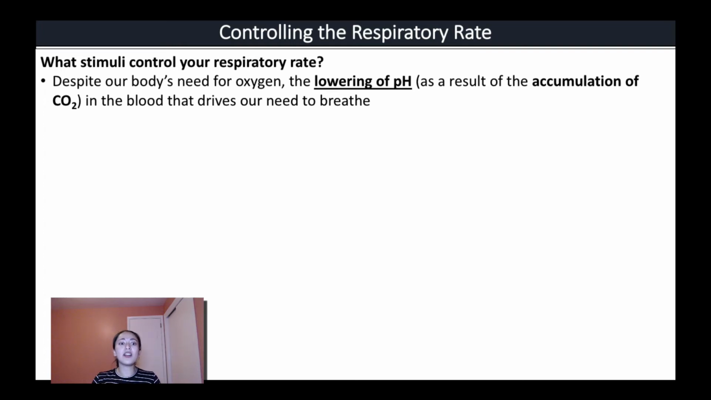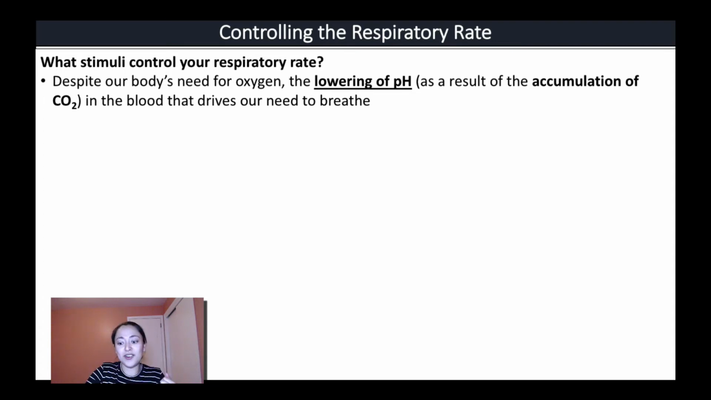So how does my body know to start speeding up breathing or to slow it down? You might think it's oxygen because you know how vital oxygen is for us, but despite the body's need for oxygen, it's actually the lowering of the pH as the result of the accumulation of carbon dioxide in our blood that drives our need to breathe. What I mean by that is if you hold your breath, it's not the lack of oxygen that's going to make you all of a sudden gasp for air. It's actually the buildup of carbon dioxide in your body that triggers you to take a breath. And this is why you can't die from trying to hold your breath.